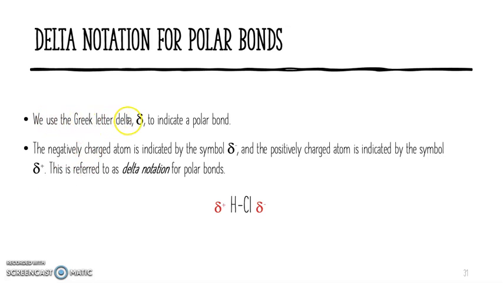Sometimes you can use the Greek letter delta to indicate a polar bond. So the negatively charged atom is indicated by the symbol delta minus, and the positively charged atom is indicated by the symbol delta plus. This is the delta notation for polar bonds. So delta minus on chlorine and delta plus on hydrogen, because hydrogen is slightly positive and chlorine is slightly more negative, since it tends to pull electrons from hydrogen toward itself.